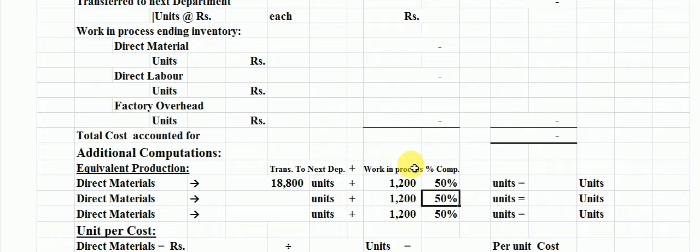Now students, 18,800 in labor, direct material, so direct labor cost, direct labor units.